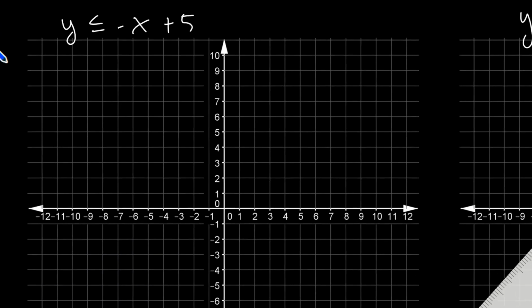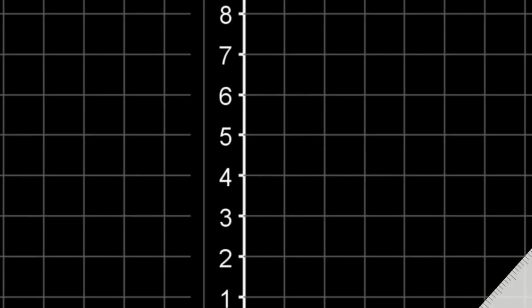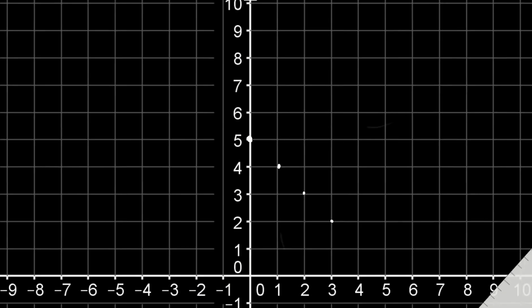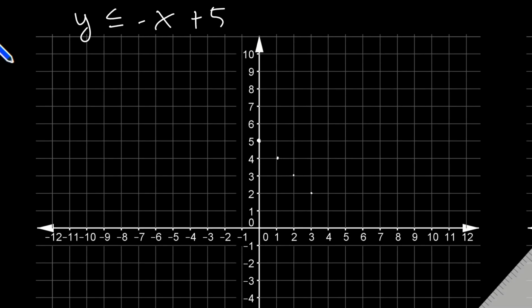First one we're going to graph is y is less than or equal to the opposite of x plus 5. So we've got a slope of negative 1 and a y-intercept way up at positive 5. I'm going to start at positive 5 with a single dot, and then go down 1 and to the right 1. These points all form that slope pattern of negative 1, so that comprises the line.